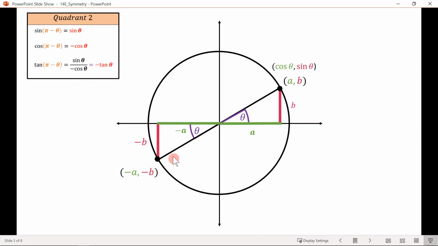Again, we have to ask ourselves, what is the angle going to be from here all the way to here? Well, if from here to here is pi, I'm just plussing theta more onto it. So it's going to be pi plus theta.